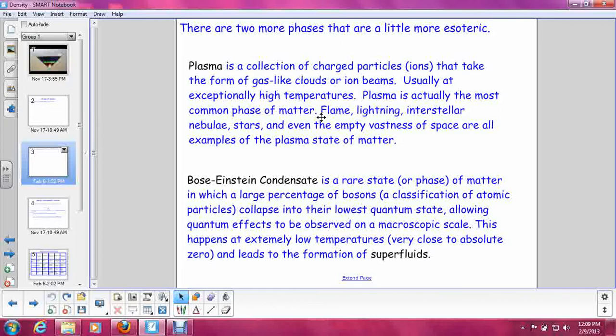So what happens is if you take a solid and you cool it down near absolute zero, things start acting really funky. And this leads to something called superfluids. And superfluids do really bizarre things. They seem to not obey the laws of gravity at all, and they just act really, really strange. And this rarely happens. You have to get matter really close to absolute zero for this to happen.